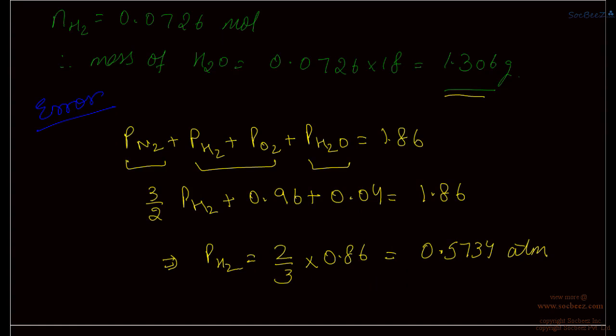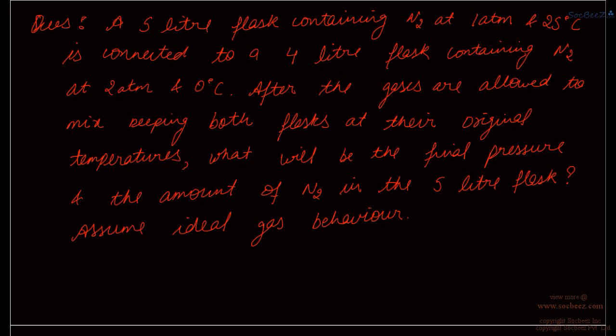Okay. So let's discuss one more question, the last question of the video. The question says a 5 liter flask containing nitrogen at 1 atm and 25 degrees Celsius is connected to a 4 liter flask containing nitrogen at 2 atm and 0 degrees Celsius. After the gases are allowed to mix, keeping both flasks at their original temperatures, what will be the final pressure and the amount of nitrogen in the 5 liter flask? Assume ideal gas behavior. So now we need to find out the final pressure and the amount of nitrogen in the 5 liter flask.